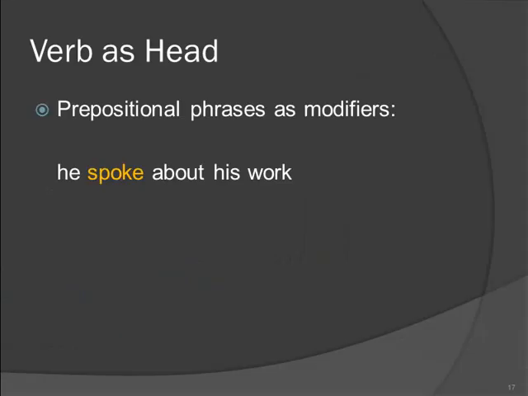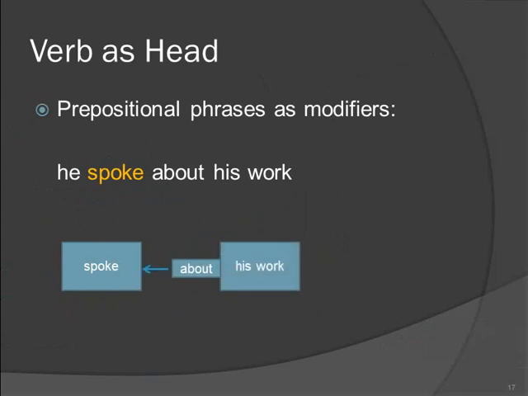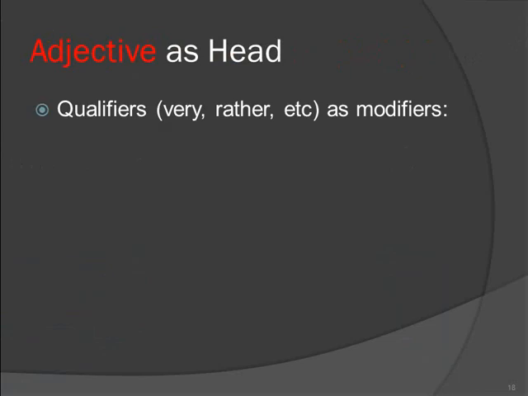Okay. And next, still verb as head, we have a preposition as the modifiers, like spoke about his work. So we make it into Chinese boxes like this. About his work is the modifiers of the verb spoke, and put it in bigger box. Okay, next we move to adjective as head. And if the adjective becomes head, the modifiers are usually qualifier, like the word very, rather, and so on.